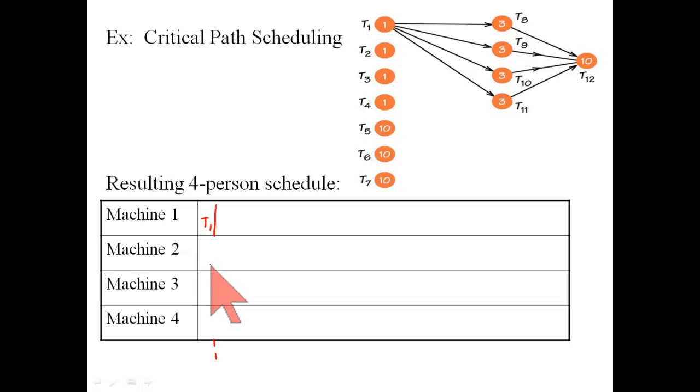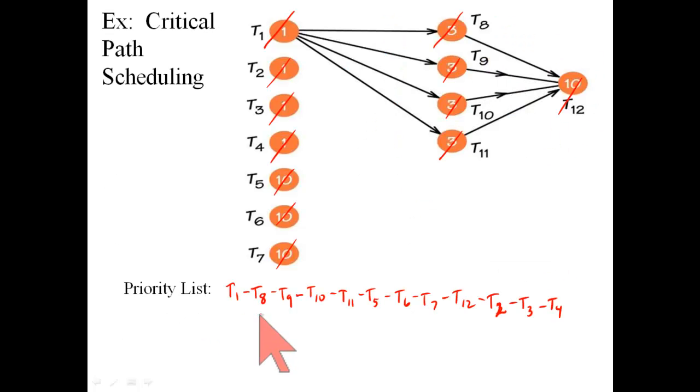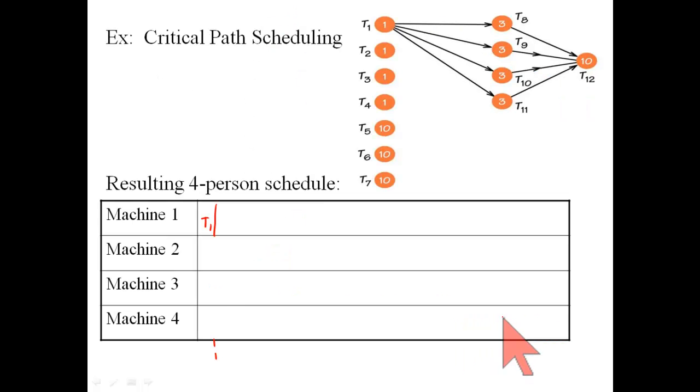And then machines 2, 3, and 4 all need something to do. And way down in the priority list were tasks 5, 6, and 7. None of the other tasks are ready to be done. You might want to look back at this priority list. And so I'm going to start machine 2 on task 5, machine 3 on task 6, machine 4 on task 7, and those are all 10-minute jobs.